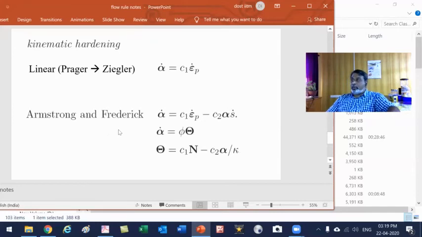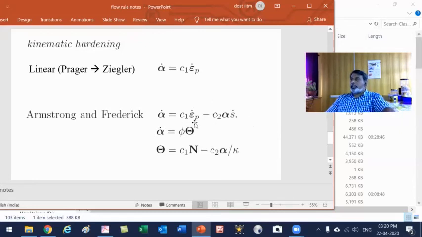Armstrong and Frederick modified it, stating that there is some aspect of alpha that contributes to how alpha is varying, and therefore introduced another term over here, which is dependent on the current alpha. We call it the pre-stress, right? So it has a pre-stress effect that it sees as it evolves.